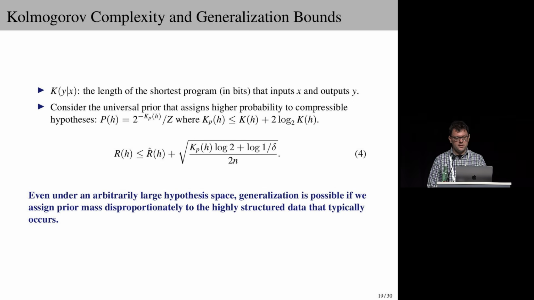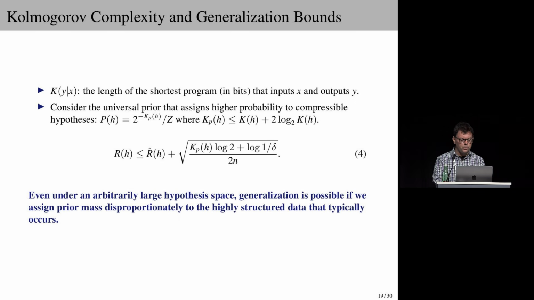Okay, so what is Kolmogorov complexity? The Kolmogorov complexity of our labels y given our inputs x is the length of the shortest program in bits that can input x and output y. We can consider universal priors. This is related to something called a Solomonoff prior that assigns higher probability to compressible hypotheses, so hypotheses that have lower Kolmogorov complexity. And we can combine this prior with a finite hypothesis bound related to PAC-Bayes bounds to get the bound in equation 4, where R hat(h) is our training risk, our empirical risk, and K(h) is this prefix Kolmogorov complexity, and n is the number of data points.